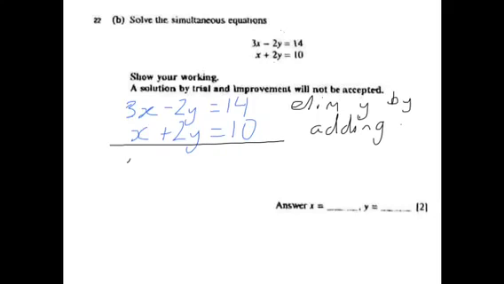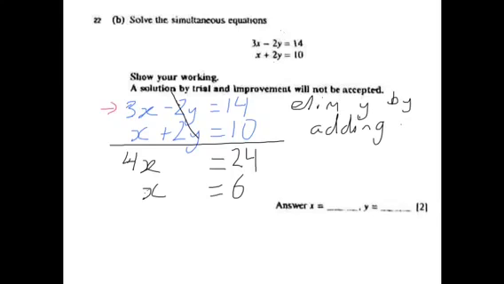So 3x plus x gives me 4x. The y's cancelled, so minus 2y plus 2y means that they will cancel. And then 14 plus 10 gives me 24. 4x is 24, so very quickly I can solve that and see that x is equal to 6. And then I'm going to substitute that value for x. Let me just change color again. So I'm going to substitute that value of x being 6 back into the first equation here.